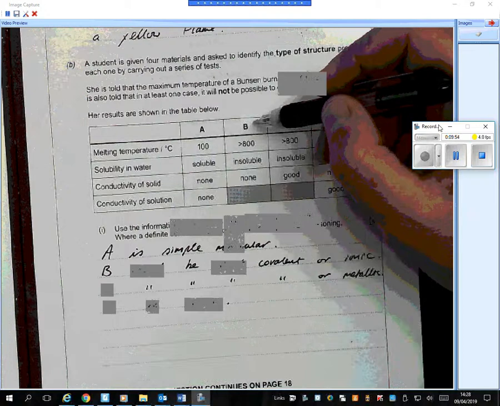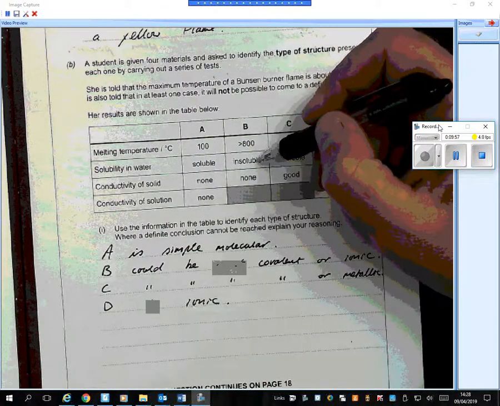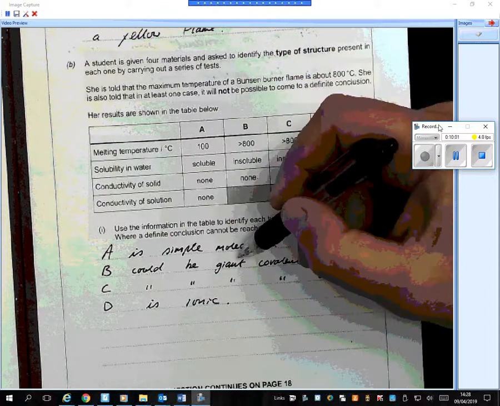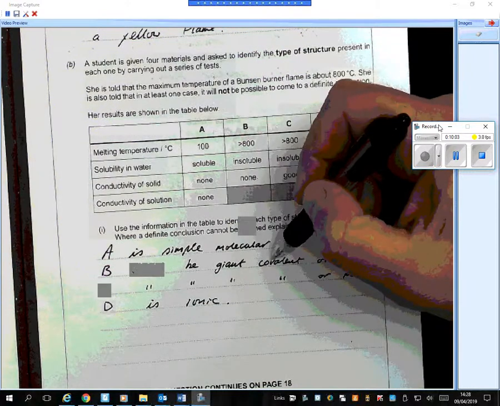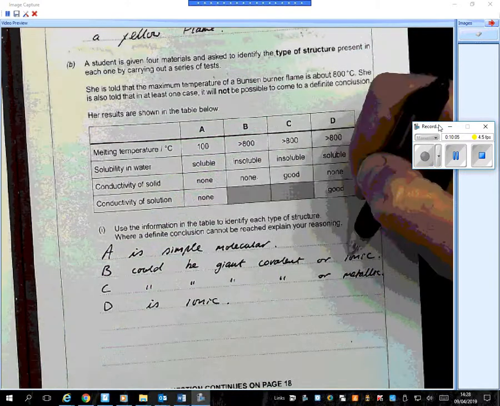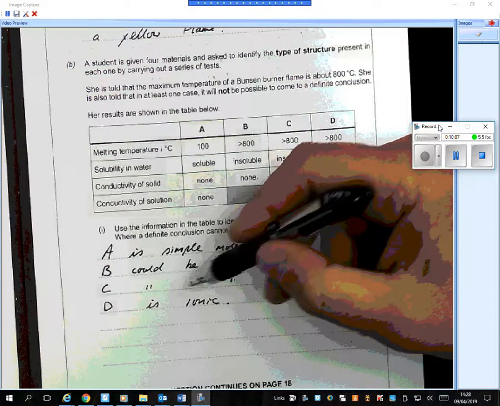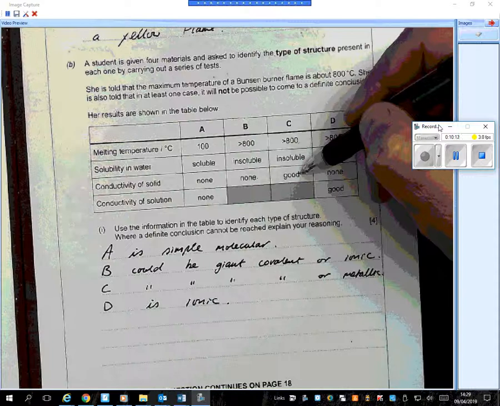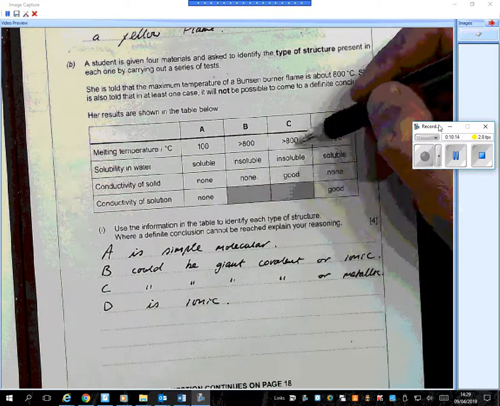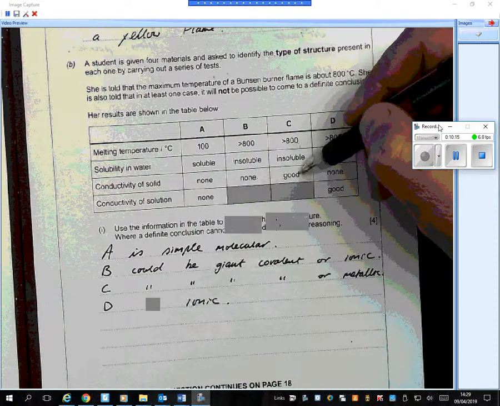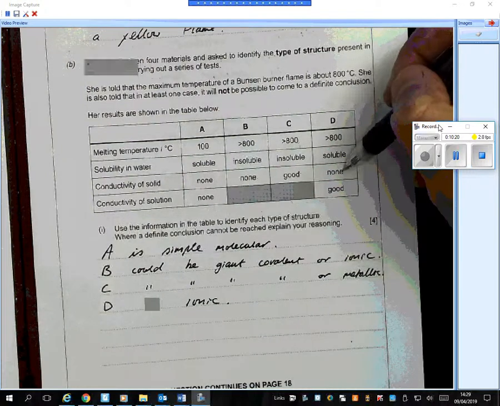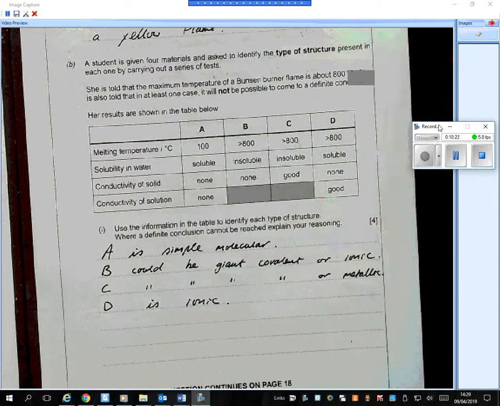B, you've got a high melting temperature, it's insoluble in water, and you've got no conductivity. So it could be giant covalent, which would have a really high melting temperature, or it could be ionic. C, exactly the same again, it could be giant covalent, but because it's a good conductor, it could be metallic, so obviously graphite conducts, so it could be either or. And D, this does not conduct when solid, but does in solution, so that has to be ionic.